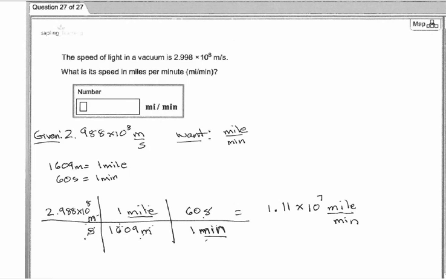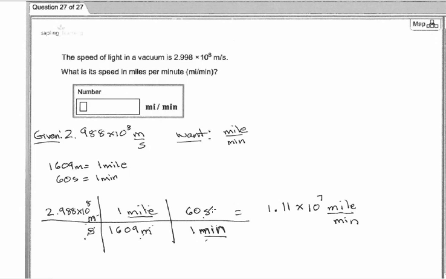The seconds do not need to be next to one another to cancel out. The only criteria is the unit of second needs to be in the numerator somewhere and needs to be in the denominator somewhere. They don't have to be right next to one another to cancel out. And so now I have the units of minutes in my denominator, which is exactly what I want.